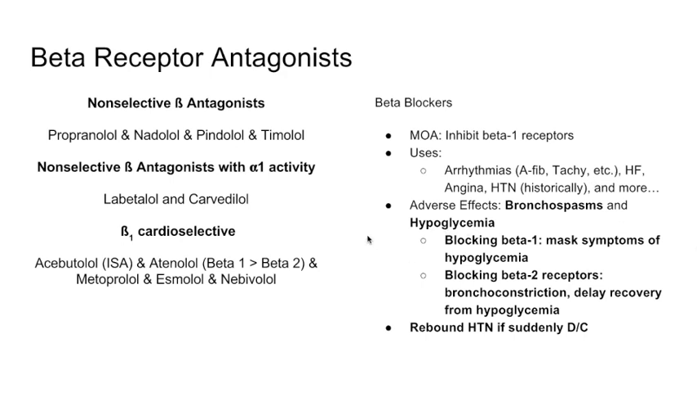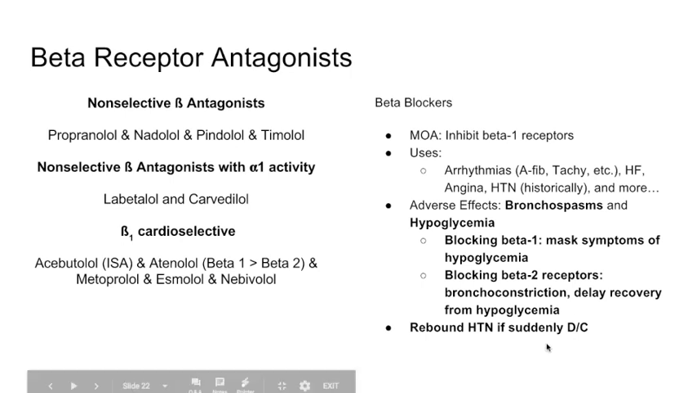Now, it depends on which agent we're using. By blocking beta 1, you mask the symptoms of hypoglycemia. So if you've ever talked to a diabetic, one of the things that they'll tell you is that the first sign that they realize that they're getting a little hypoglycemic is they get tachycardic and they can feel their heart rate go up. If we give a beta blocker with beta 1 blocking activity, they don't get that tachycardia, and so they don't feel as though their sugar's going low.